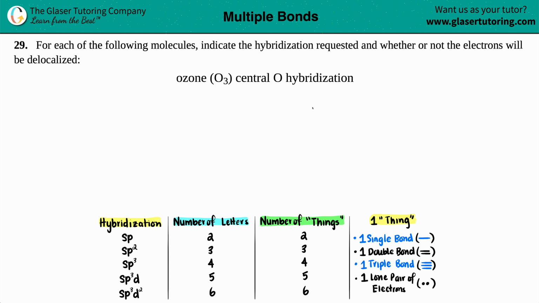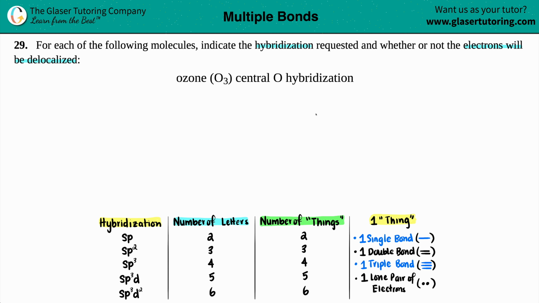29. For each of the following molecules, indicate the hybridization requested and whether or not the electrons will be delocalized. Okay, and then we have ozone, which is O3, and we have to find the central oxygen's hybridization. Whenever we want to find out a hybridization, the easiest way is to find the Lewis structure first. It is one extra step, but I promise you, if you have a visual, finding the hybridization will be so much easier. So let's get down to it.